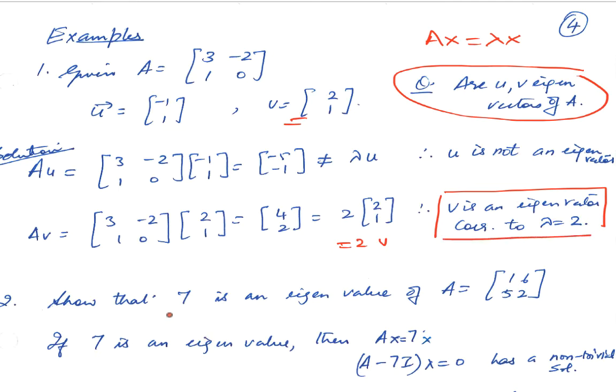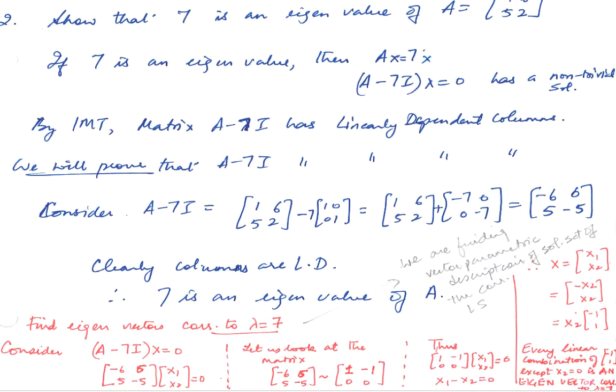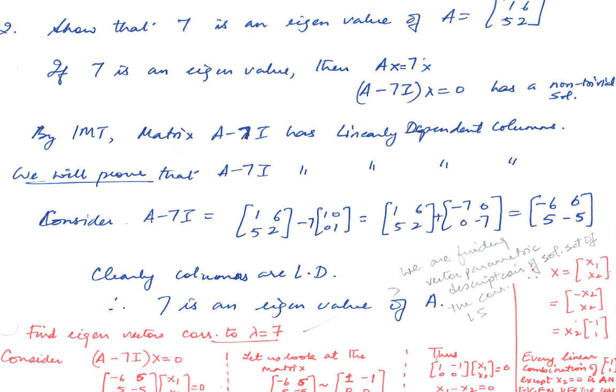Now, let's look at it from the other angle. I give you a value and I would like to know whether it is an eigenvalue. Okay, so let's look from that statement. We want to show that 7 is an eigenvalue. Now, go back to what we just talked about. If it is an eigenvalue, that means Ax equals 7x. And then we apply this: A minus 7I times x equal to 0 has a non-trivial solution.